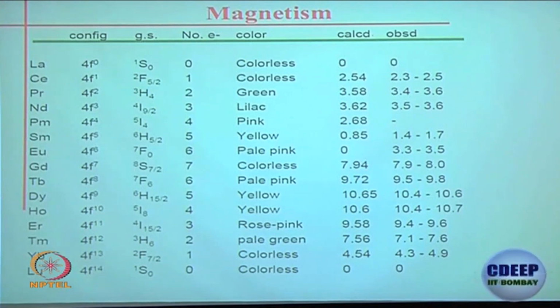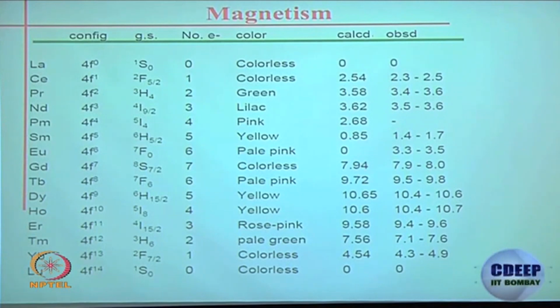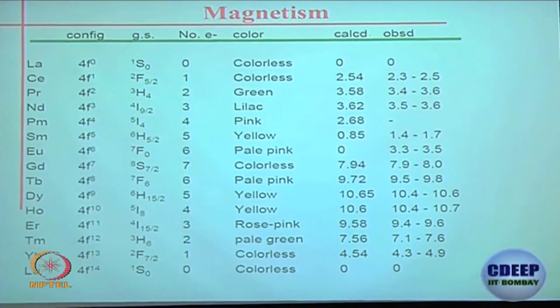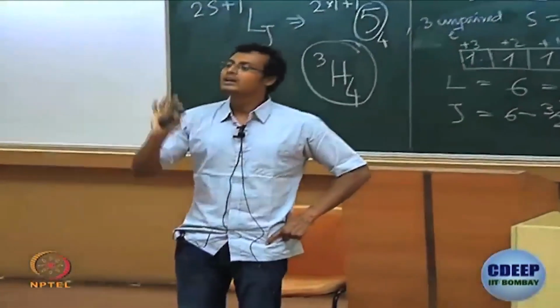Then the mu value, the calculated value, don't worry about the observed value too much, just calculate the values. You should be able to get exactly the same values, unless any wrong data are given by mistake. I don't think any wrong data is given. Okay, so once again we are talking about the lanthanides. F orbitals are not perturbed by ligands. Therefore, both the orbital and spin components of the magnetic moment you have to consider.